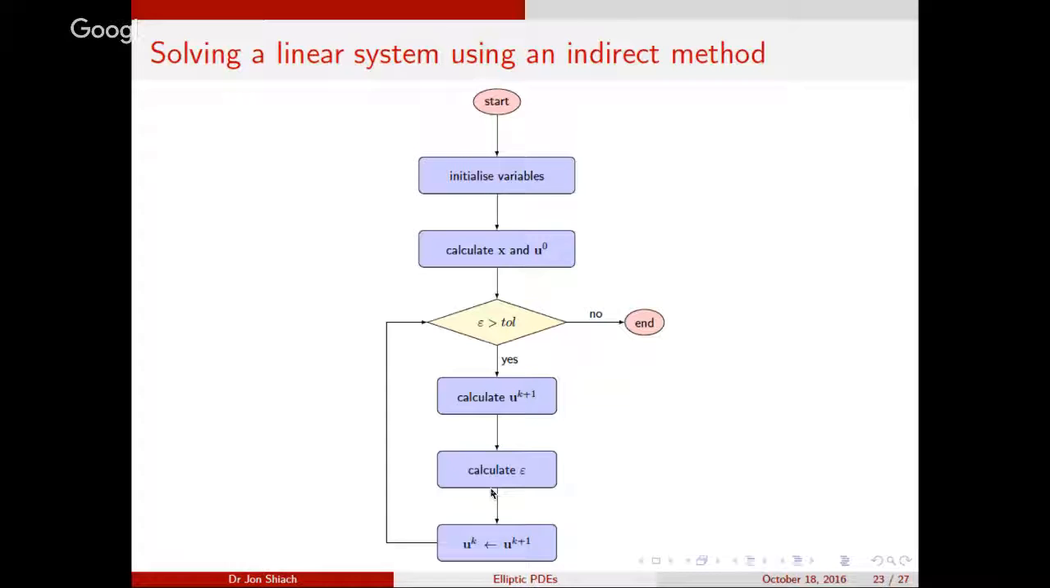As long as the error is greater than the tolerance, we update our estimate using whatever method you've got, then calculate the error, and then you update your values. You keep looping around until your error is less than tol, and then you know you're finished. This is iterating until convergence. So we don't know when we're going to stop, which means we have to use a while loop if we're coding this up in MATLAB.